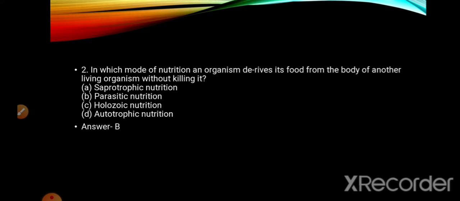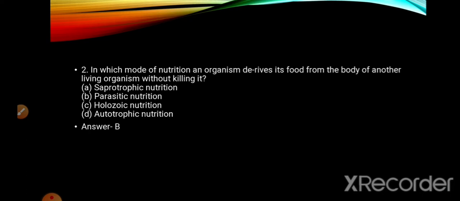And if we discuss holozoic nutrition, we recall the terms in case you forgot. What is holozoic nutrition? Such kind of nutrition where food is taken into the body as a liquid or solid and then further broken down is called holozoic nutrition. If you remember the nutrition in amoeba and protozoa, they follow holozoic nutrition.